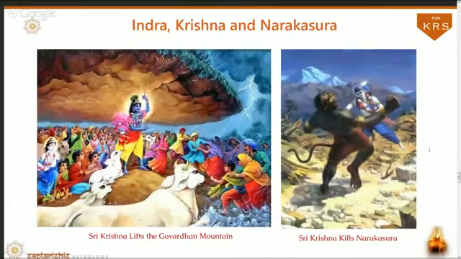Okay, very quickly, Indra, Krishna, and Narakasura. Now, if you remember, when Krishna was 11 years old in Vrindavan, the whole town starts preparing for an oblation or a yajna for Indra. Why? Because these are all farmers, herdsmen of the cattle, and they want to ensure that Indra, the god of rain, showers the rains so they can have a good crop.